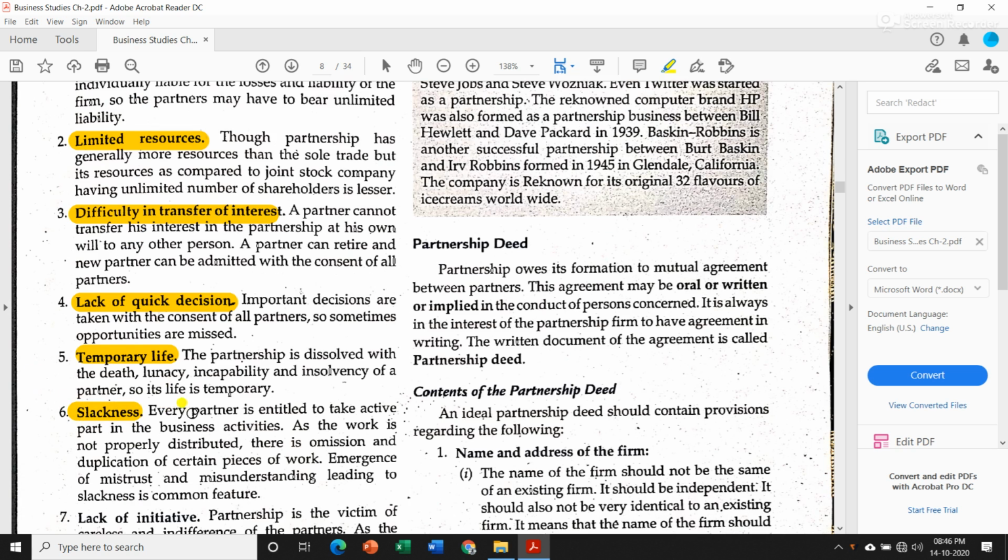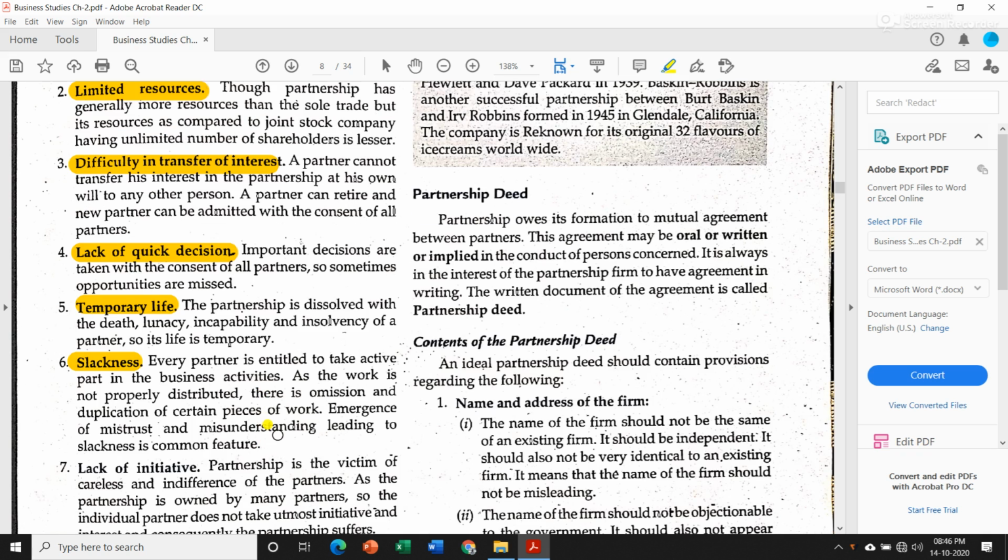Then slackness. Every partner is entitled to take active part in the business activities, as the work is not properly distributed. There is omission and duplication of certain pieces of work. Now since every partner is supposed to take decisions in the business activity, some of the partners might feel like other partners will do the work efficiently, so that will lead to laziness, or sometimes it will lead to the duplication of work. So there is the disadvantage of slackness.